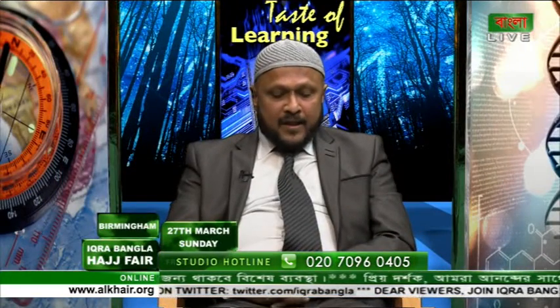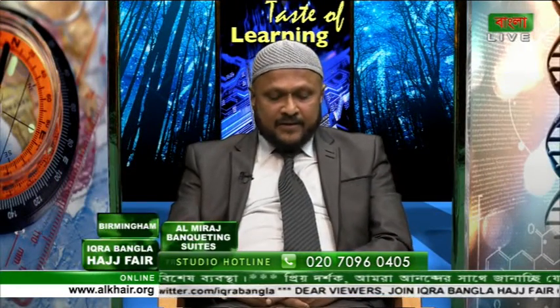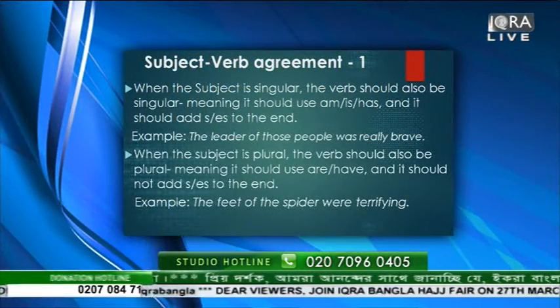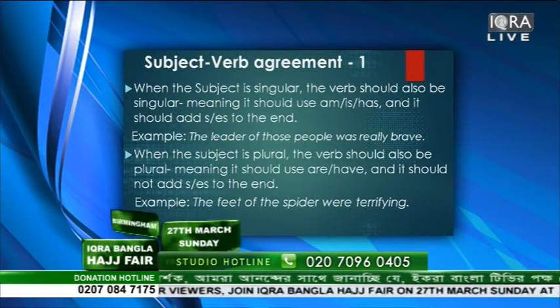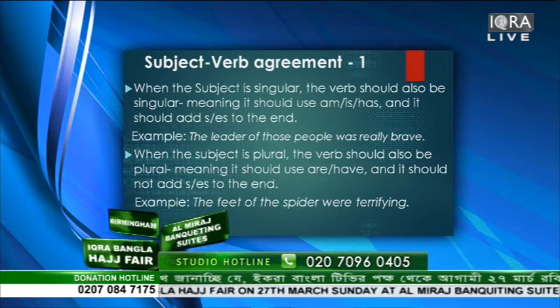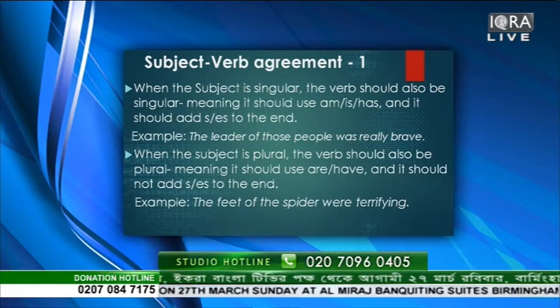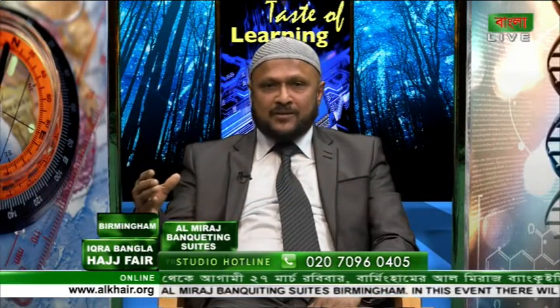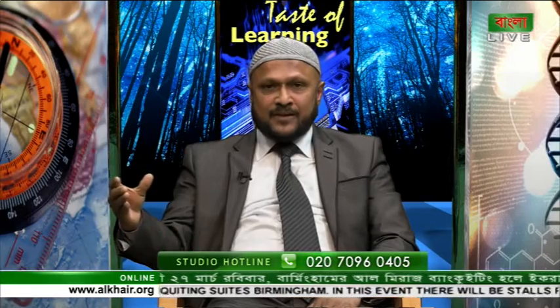So the example can be given: the feet of a spider were terrifying. Look, the feet is the subject and it is plural. The spider is singular, which might confuse you. So you cannot say the feet of the spider is or was terrifying. You have to say the feet of the spider were terrifying.